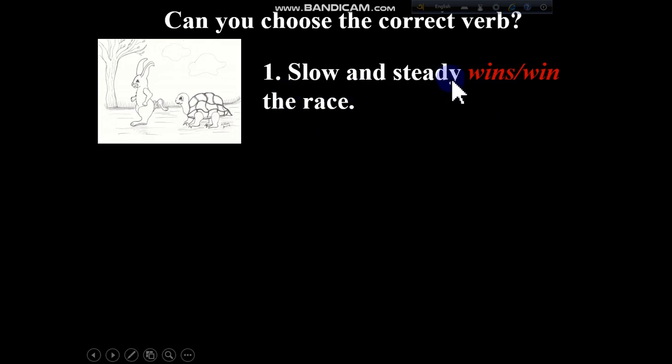Why is this a question? Because you can see slow and steady is added through a conjunction and. Before this slide we have learned that if two nouns are added with and, then it will be considered plural number. But here you can see slow and steady is suggesting the same meaning. That's why you have to take it as third person singular number. That's why the answer should be wins, not win.